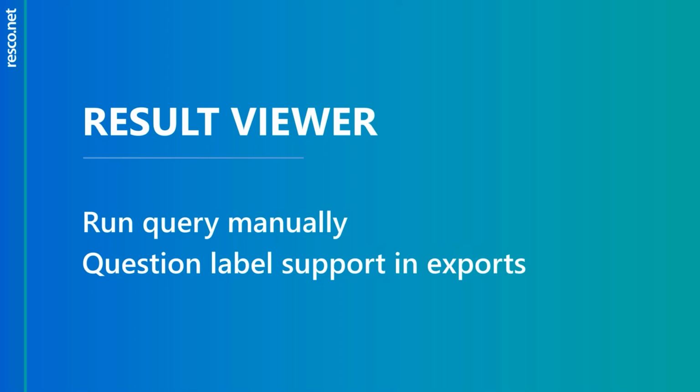Result Viewer, there are a couple of goodies we added within this release, and the first one is that you can run queries manually. Before, when you did your filtering, all the changes were reflected automatically. The fetch was run automatically. Now you can select it to run manually. And the exports now support question labels instead of only supporting question names. Question labels can make the Excel or CSV reports more legible.